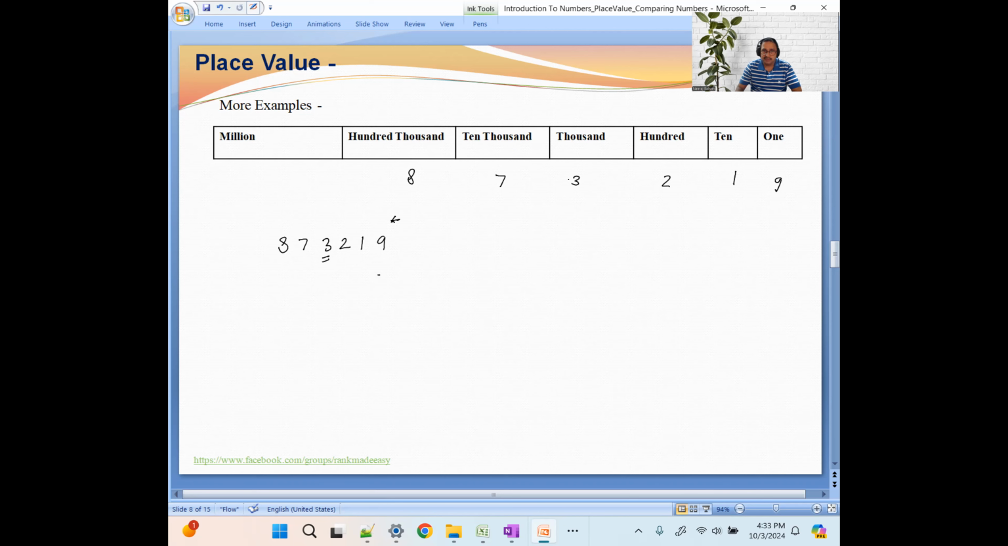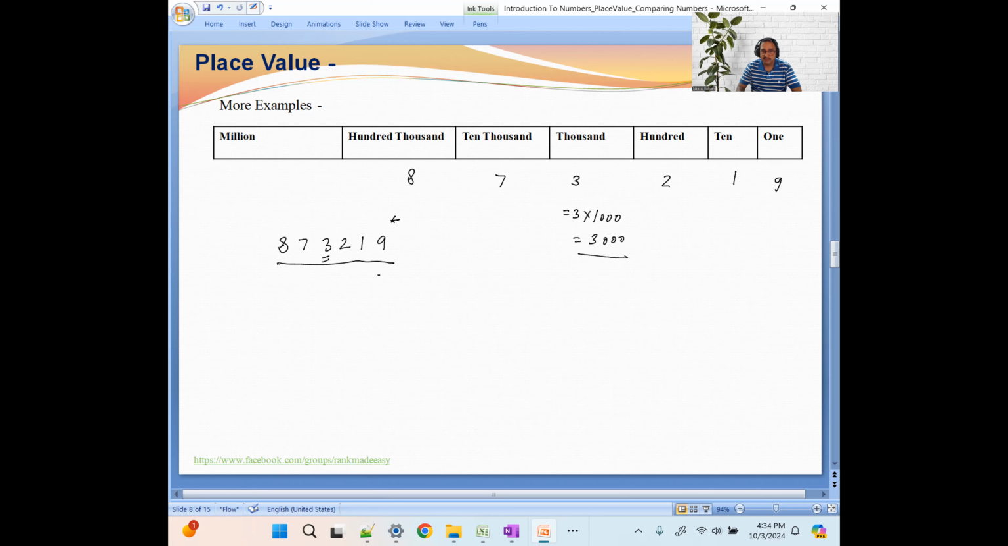So 3 is under the thousands place, or the place value of 3 we need to find out, and 3 is on the thousands place. So place value of 3 will be 3 times 1000, which is equal to 3000. Now when I write this number here, you cannot spell this number like this, 873219.